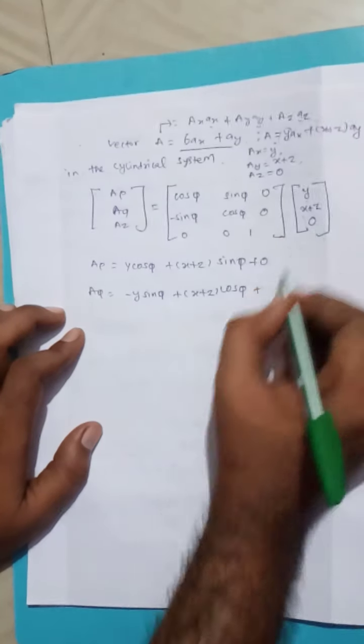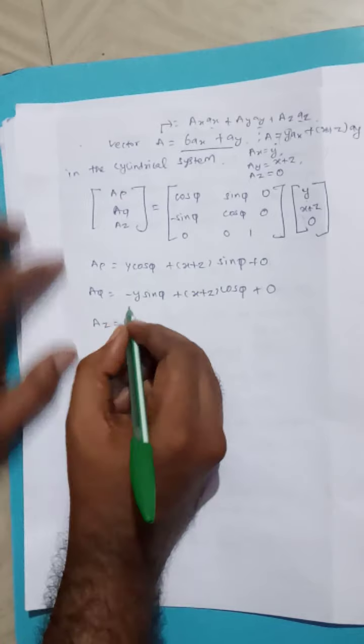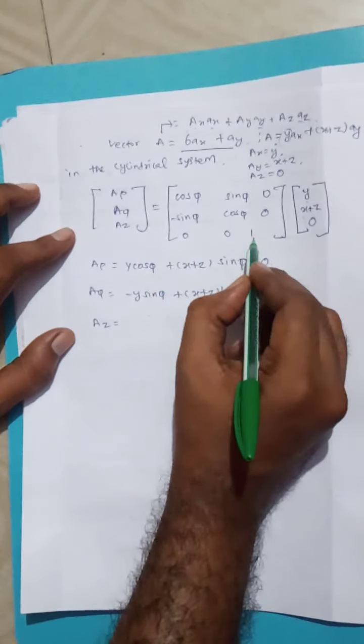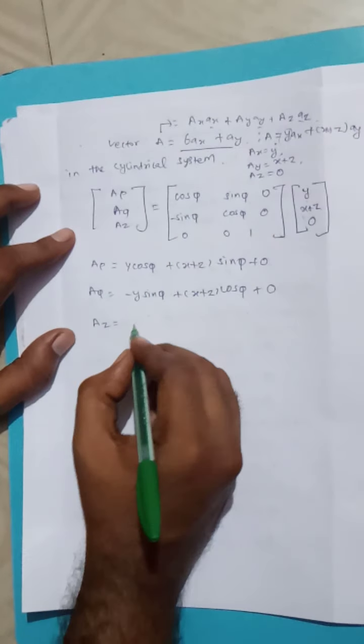And this one, 0 into 0, 0. Similarly, you can find the value of az, which is given by multiplying the third row with the column of this one. So 0, 0 and 0. So you'll get the value of 0.